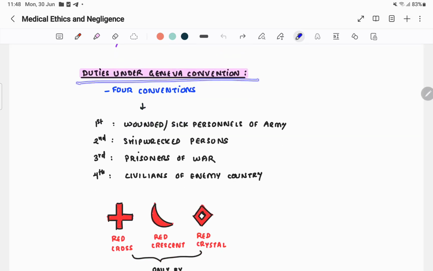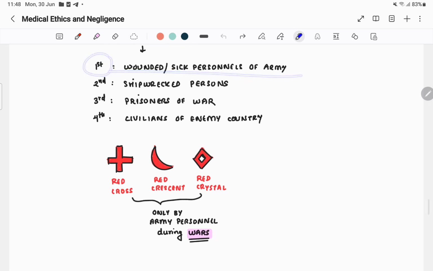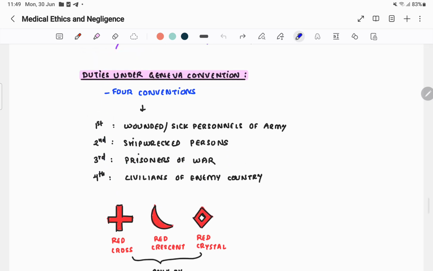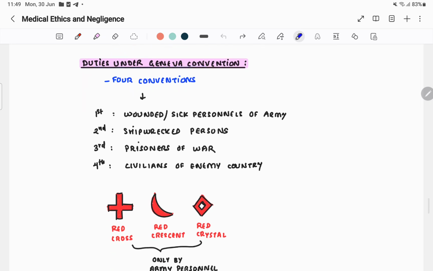Duties under the Geneva Convention. Four conventions are there by Geneva. First, wounded and sick personnel of army. Second, shipwrecked persons. Third, prisoners of war. Fourth, civilians of enemy country. These are the four conventions under Geneva. Not much important, but you have to know the 1, 2, 3, 4. They may be asked in the MCQ.